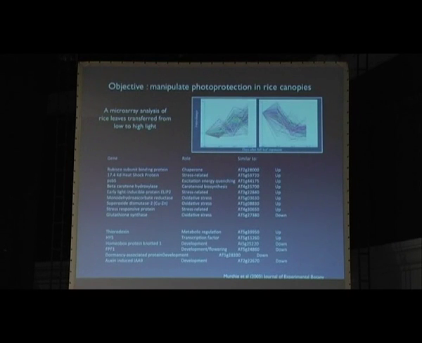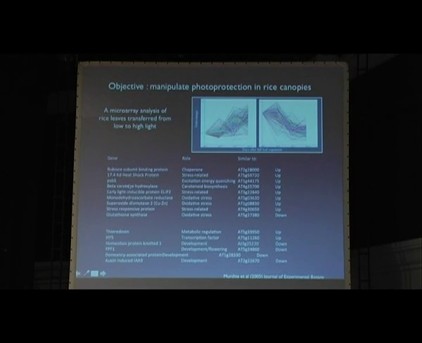So we started off several years ago by doing a microarray experiment, simply transferring leaves from low light to high light, and looking for responsive genes and highly expressed genes within the rice genome that seemed to respond to high light and to high light stress. And we were quite delighted that one of the most responsive genes is our friend PSBS here.